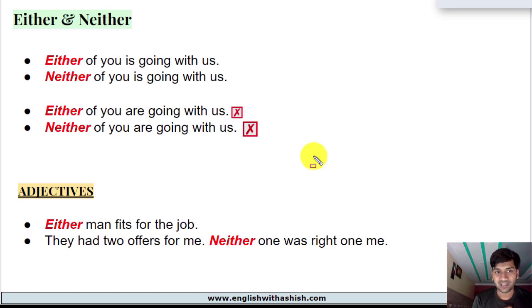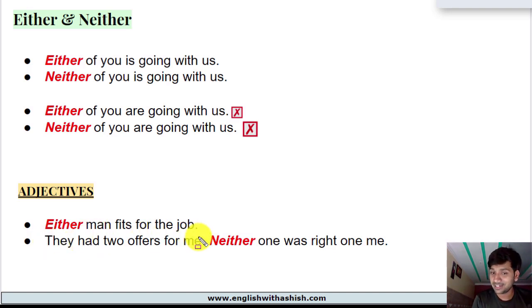Now understand this. They can also be used as adjectives. When they are used as adjectives, we have a noun after them. Either man fits for the job. Either followed by a noun, man. We use a singular noun after it. Either man, either woman, either person, either singer, either dancer. We only use a singular noun after either or neither.